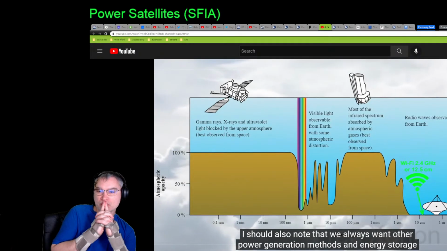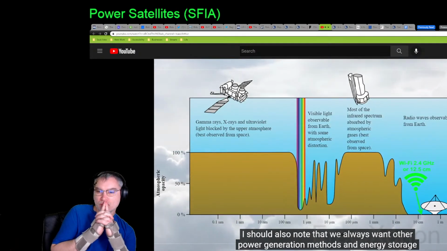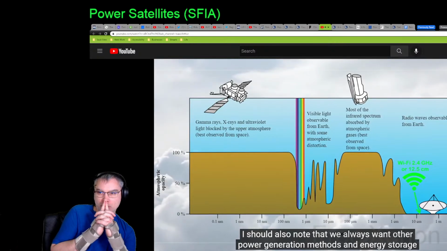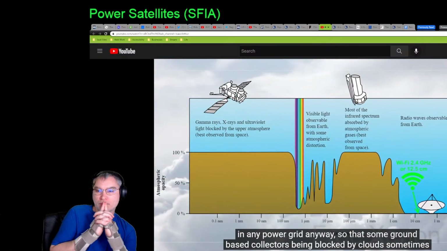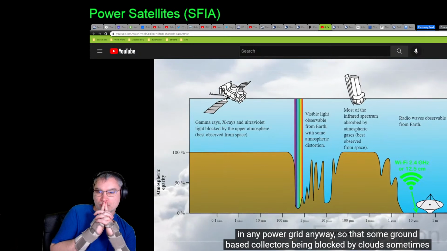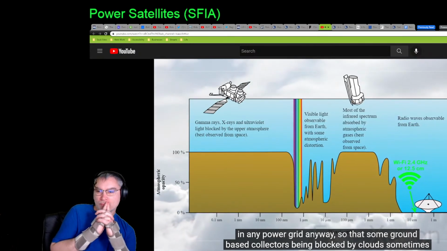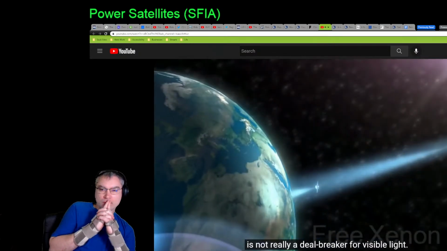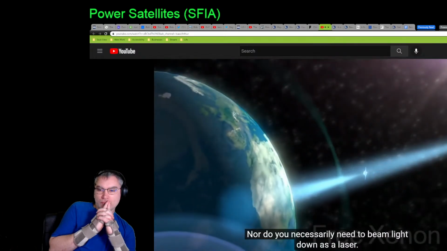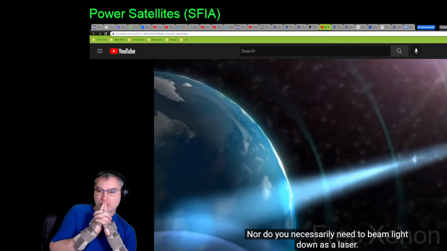I should also note that we always want other power generation methods and energy storage in any power grid anyway, so that some ground-based collectors being blocked by clouds sometimes is not really a deal-breaker for visible light. Nor do you necessarily need to beam light down as a laser.